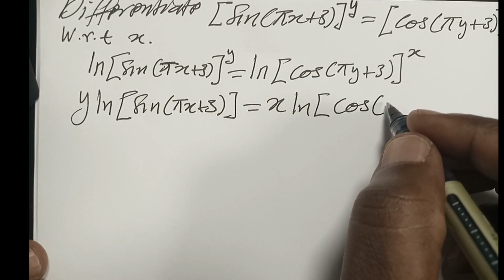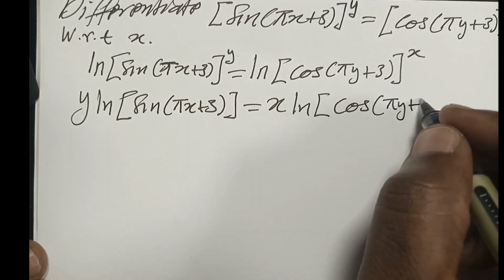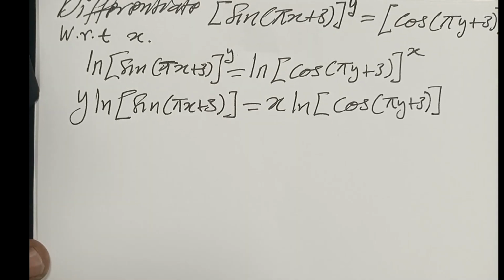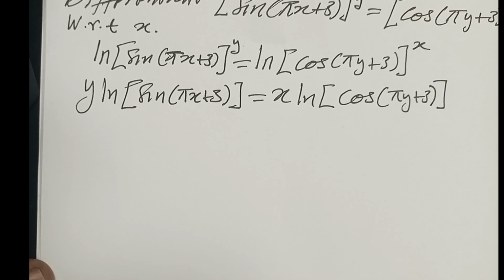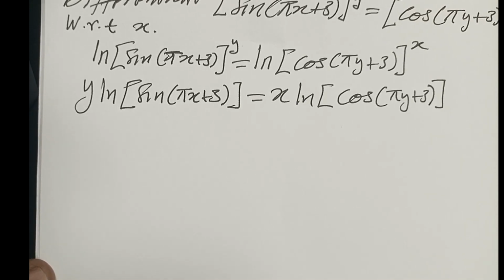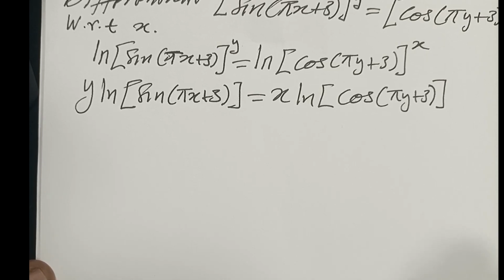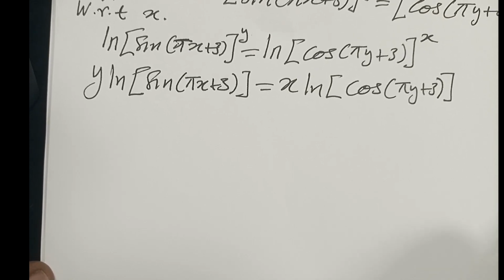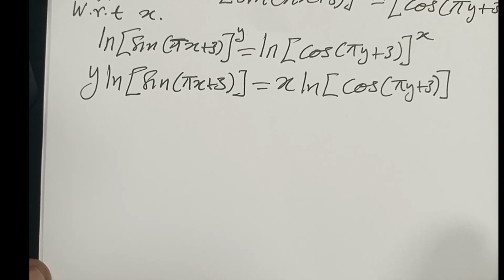cos pi y plus 3. So what we're looking for here is dy dx. And the function that we have now is an implicit function. So we differentiate each variable. But what we'll be doing is that whenever we differentiate y, we'll be writing dy dx to eliminate a certain procedure of dividing through by dx.